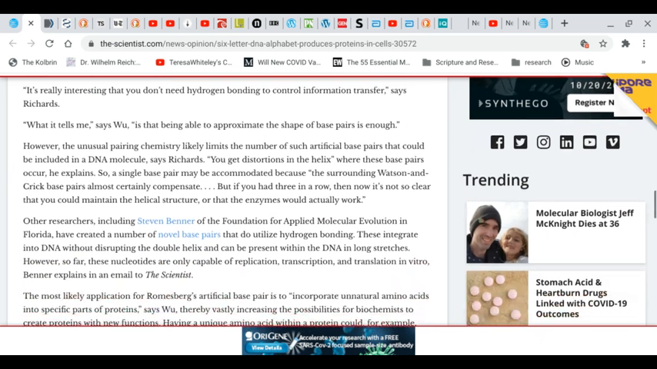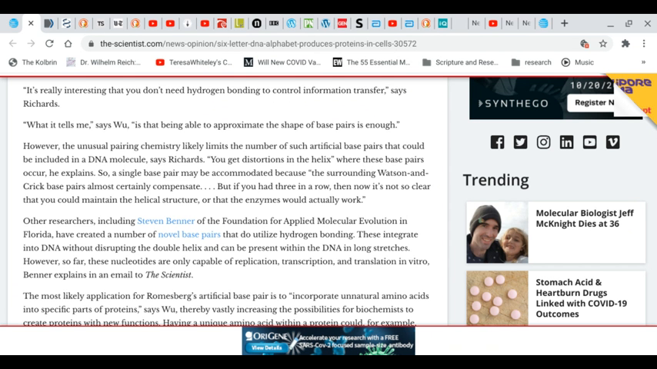However, the unusual pairing chemistry likely limits the number of artificial base pairs that could be included in a DNA molecule, says Richards. You get distortions in the helix where the base pairs occur, he explained. So a single base pair may be accommodated because the surrounding Watson and Crick base pairs almost certainly compensate.